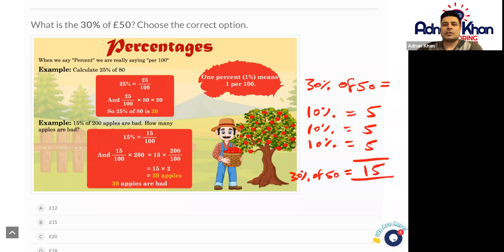And this way you can actually work out percentages of pretty much any number, but you can actually do it in stages. Okay, good luck with the rest of this topic, and we'll meet you in our next lesson.